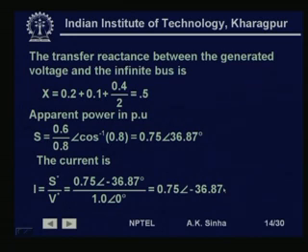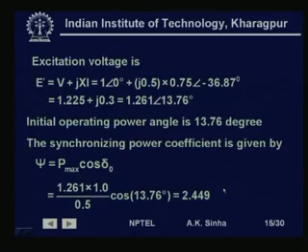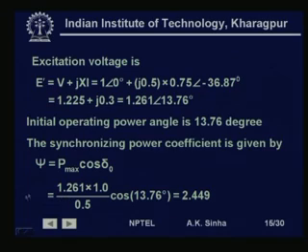So, this is the value of current in per unit that we get, and from this current we can now find out the voltage behind the transient reactance for the machine, because the voltage at the infinite bus is given as 1 angle 0. So, E dash, the voltage behind the transient reactance, is equal to V plus jX into I, where X is the transfer reactance between the voltage behind transient reactance and the infinite bus.